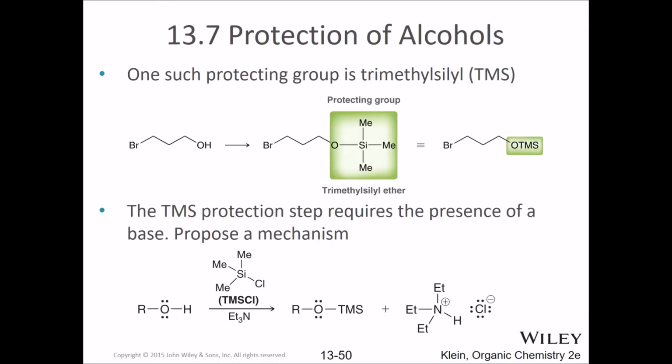One way we can cap this is with TMS, or TMSCl really. The cap that we made in the previous slide might have been this. There's a couple kinds of caps that we can use, but this is the one that we're going to talk about right now. Once we introduce that cap, there's the cap right there. It's capped, or protected. The TMS protection group requires the presence of a base. So if you make this, you use your trimethylsilyl chloride, right?